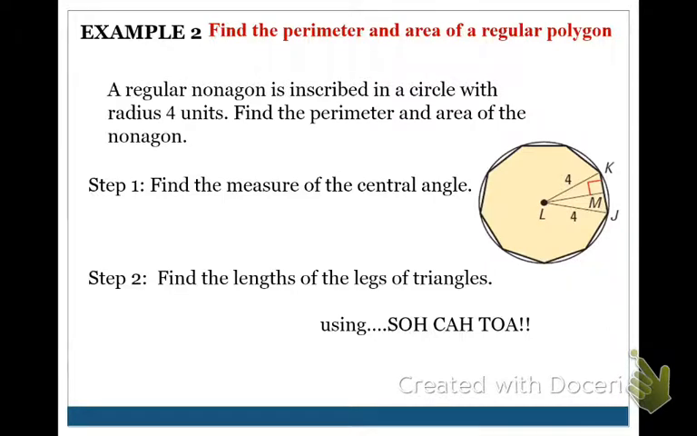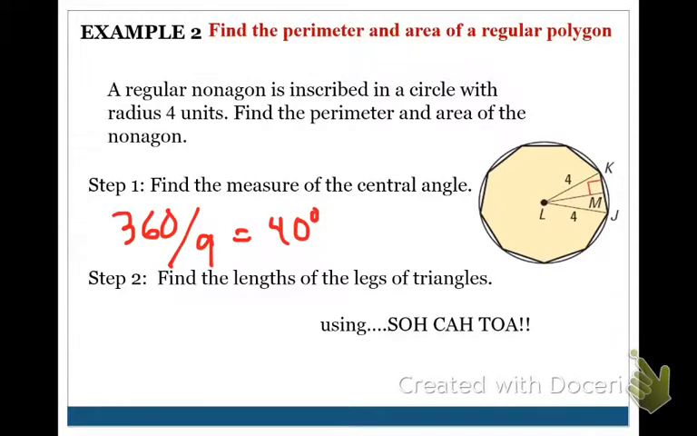We talked about this once before. The central angle: we've got 9 central angles the same size. How would I figure out the measure of the central angle? Yeah, 360 divided by 9. So the measure of the central angle is 360 divided by 9, which is 40 degrees.